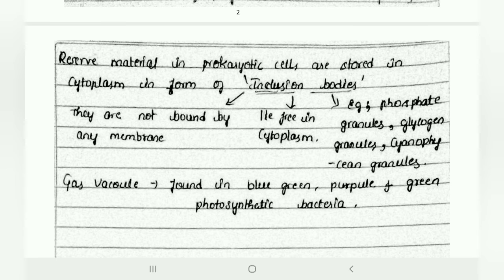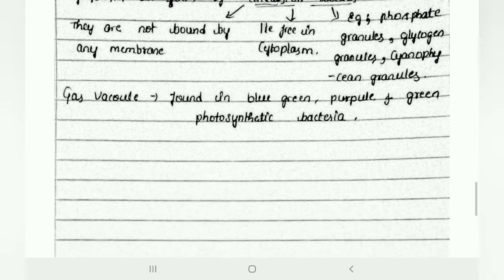Reserve material in prokaryotic cells is stored in the cytoplasm in the form of inclusion bodies. Inclusions lie free in the inner cytoplasm, and they are not bound by any membrane. Examples are phosphate granules, glycogen granules, and cyanophycean granules. Also gas vacuoles are found in blue-green, purple and green photosynthetic bacteria. These are also food materials, but gas vacuoles are seen only in blue-green, purple and green photosynthetic bacteria.